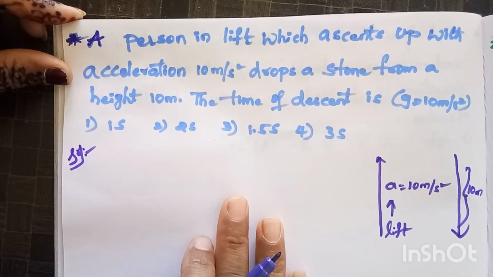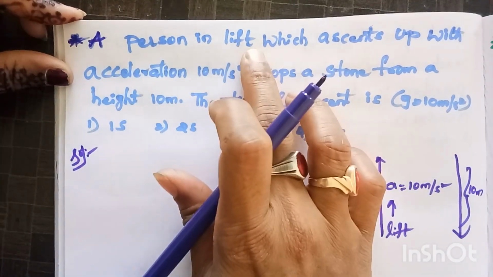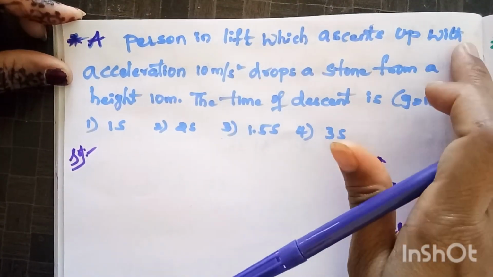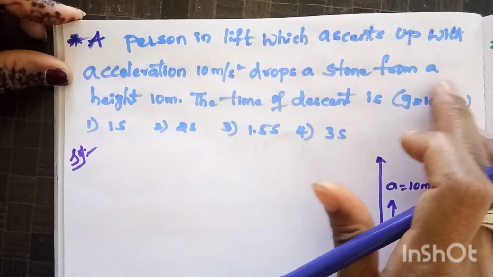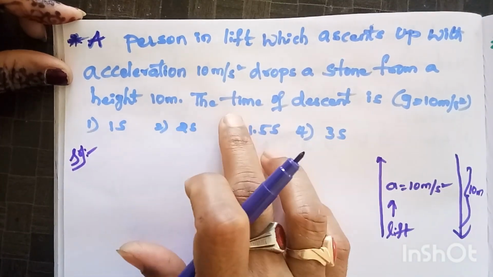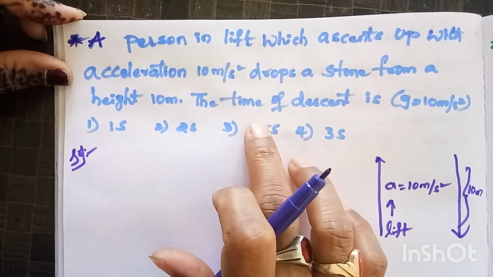Today we are going to discuss some more problems based on vertical motion. A person in a lift, which ascends up with acceleration 10 meter per second square, drops a stone from a height of 10 meters. They ask us to find the time of descent.